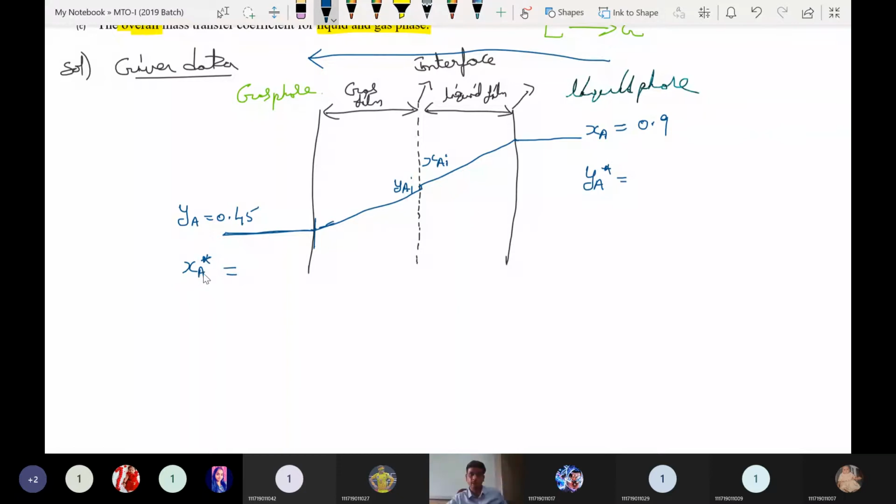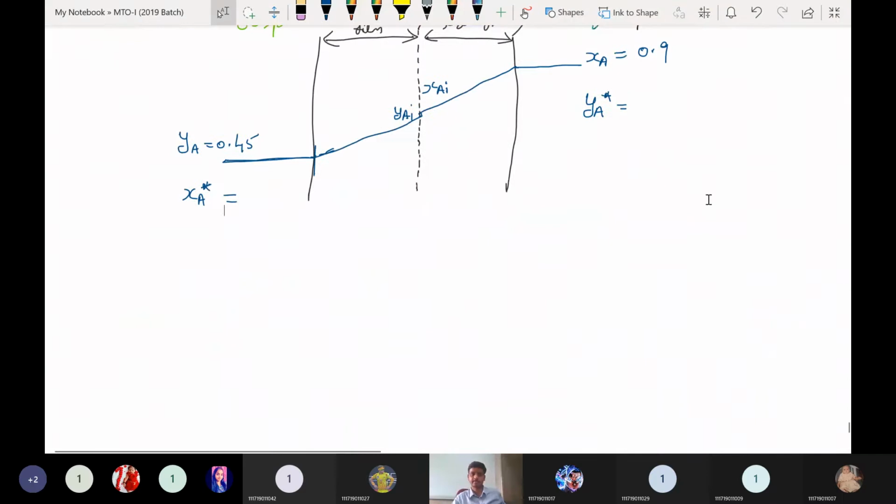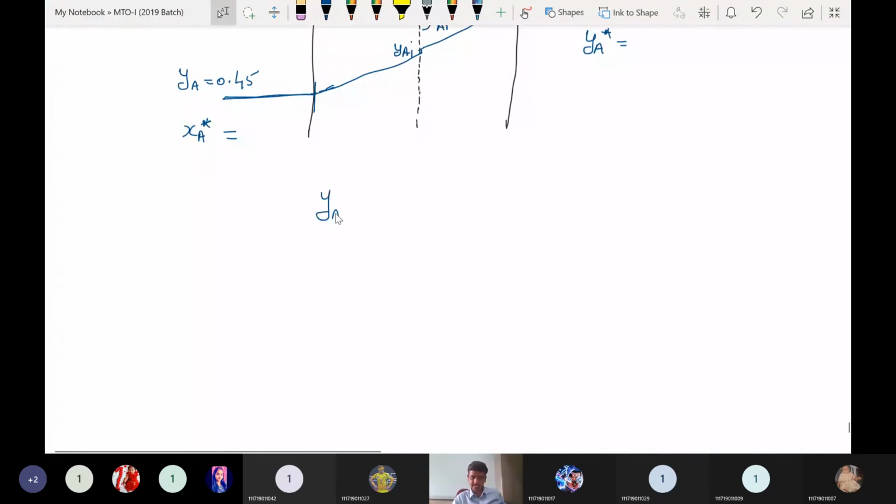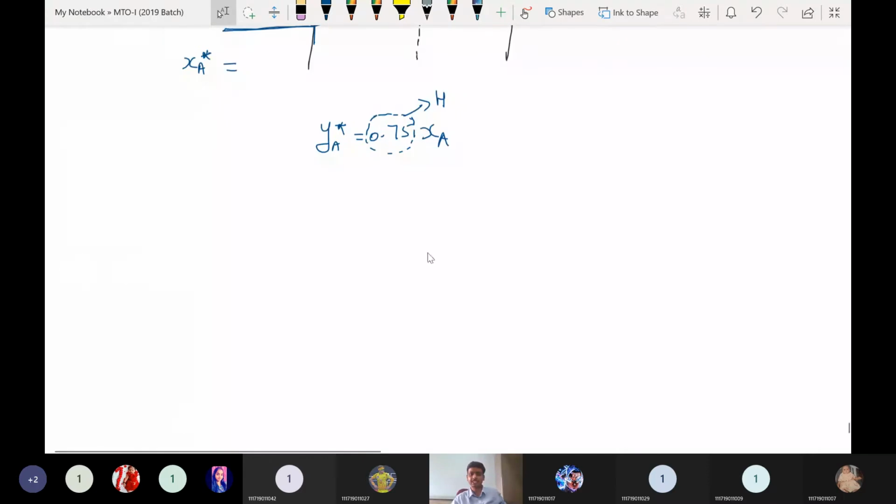What have they given for Henry's law? Henry's law is YA star is equal to 0.75 XA. So this value 0.75 is nothing but your Henry's law constant, capital H. Then the next data provided is the individual mass transfer coefficient in the gas film. So that is Kg.